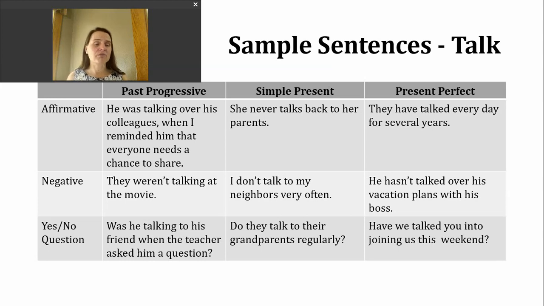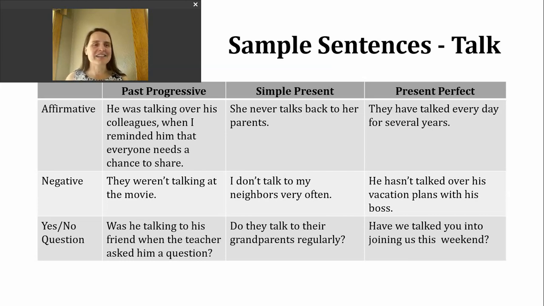Another, I guess before we move to tenses, we should do a yes or no question. And to do that, we're going to start with our past tense form of be, then we'll have our subject, and then the ing form of the verb. Was he talking to his friend when the teacher asked him a question?